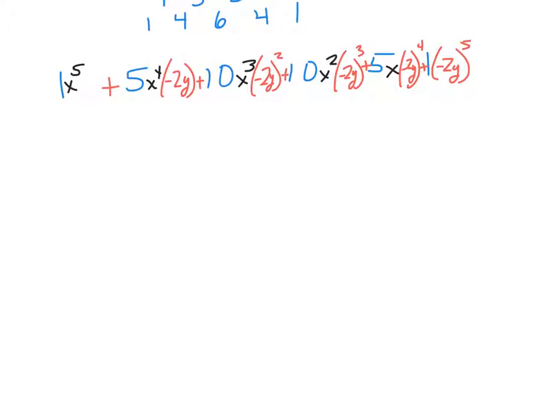So that's how the problem is set up. Some of you did okay with that, some of you did not. Now, let's see how the problem finishes off. 1x to the 5th is just 1x to the 5th, so no big deal there. 5x to the 4th times negative 2y would be negative 10x to the 4th y. So no big deal there. So we got that one taken care of and that one taken care of.